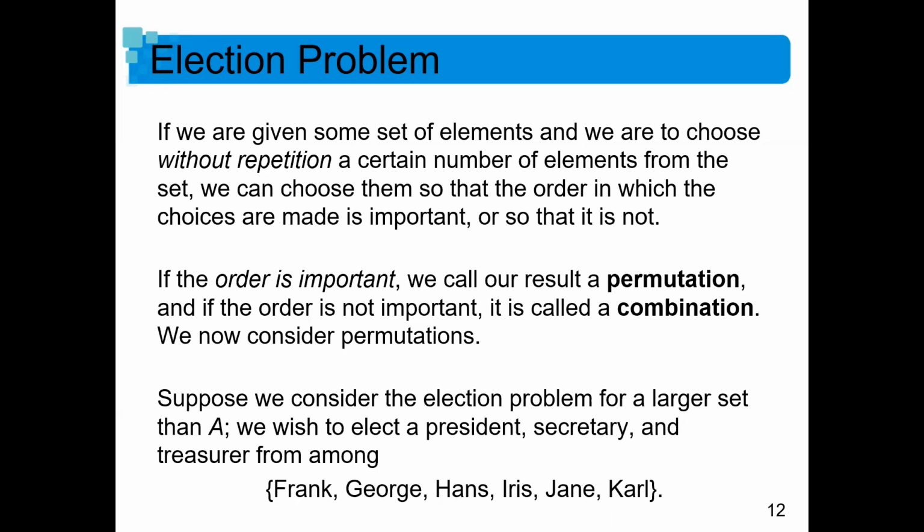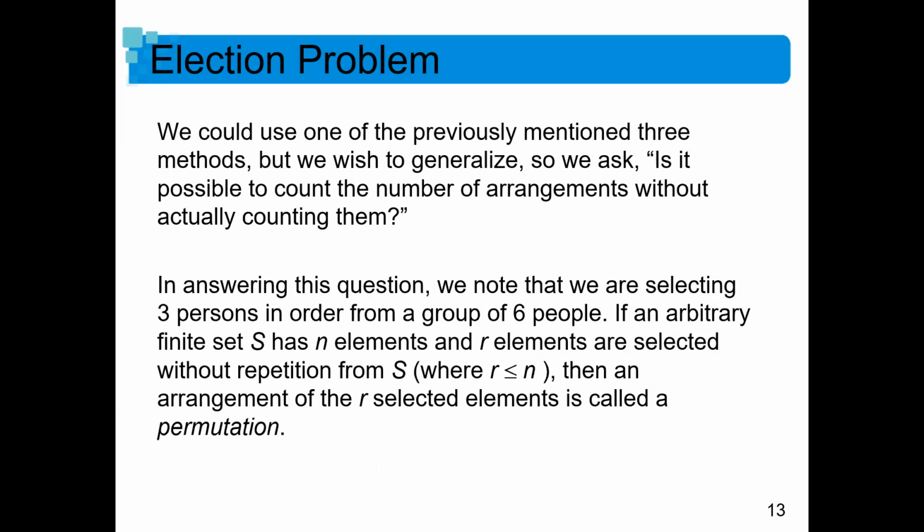So now we consider permutations. Suppose we consider the election problem for a larger set than A. We wish to select a president, secretary, and treasurer from here. There are six names: Frank, George, Hans, Iris, Jane, and Carl. We could use one of the previously mentioned three methods, but we wish to generalize, so we ask, is it possible to count the number of arrangements without actually counting them? In answering this question, we note that we are selecting three persons in order from a group of six people.